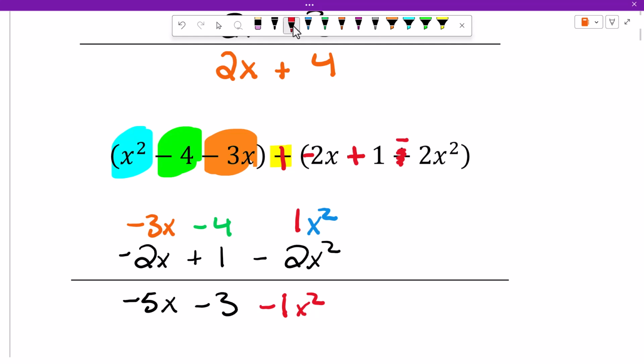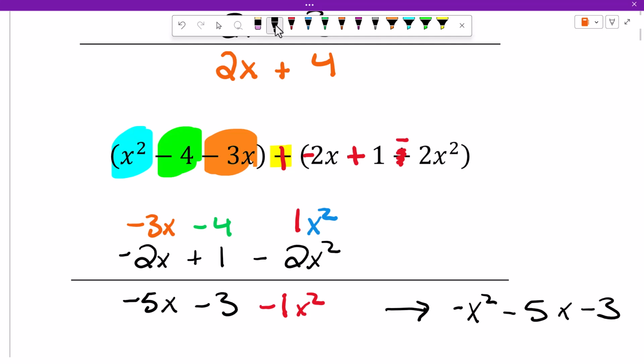If we want to rearrange it from highest degree to lowest degree, optional step, right? The highest degree is your -1x squared. So I'll just go -x squared. That's a degree 2. Degree 1 is this, 5x. So I'm going to put that next, and the -3 last. Optional. If that's too much, don't worry about it. All right? Okay, I think you guys got this.